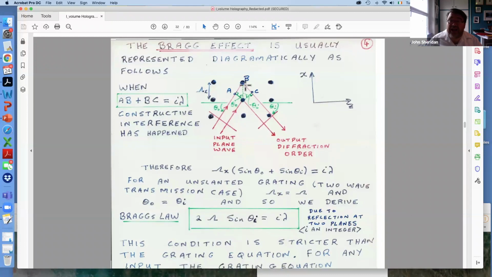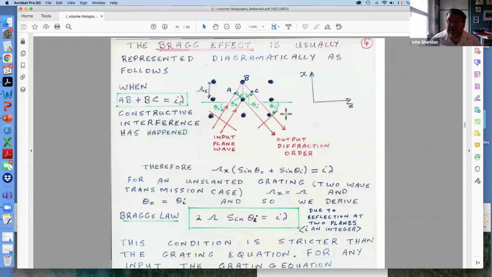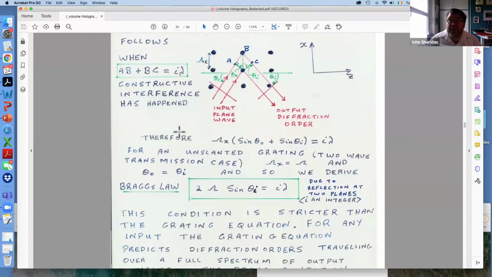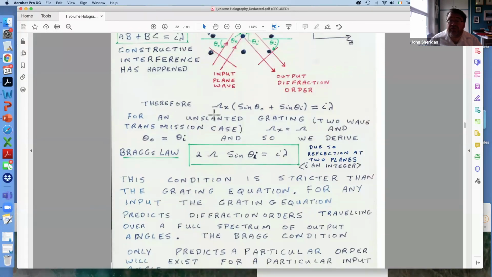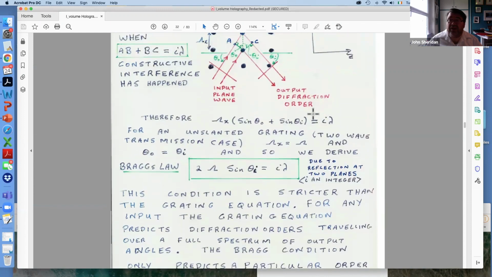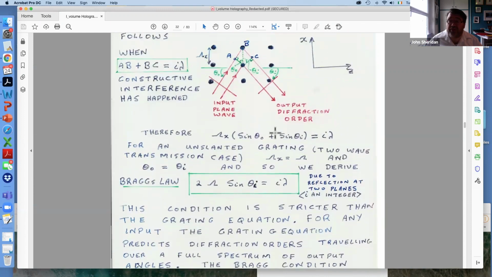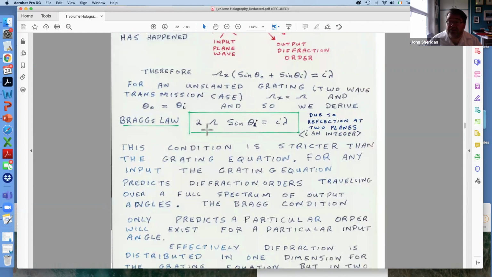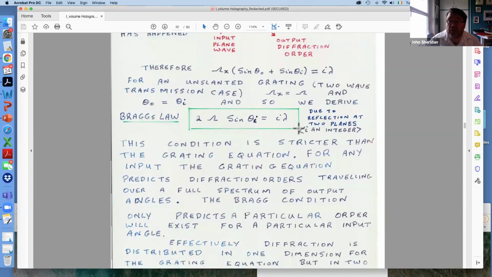And again, we've got our A, B, C, D, and for constructive interference we're going to have this relationship, so that these two rays are exactly in phase over here. We have input and output. Therefore, we can go back and do something very much like we had with the grating equation. In this case, however, we don't have a single array of points. We have points spread out in two-dimensional space. And so we get the Bragg law, or the Bragg condition, because we've got reflection at two different planes.